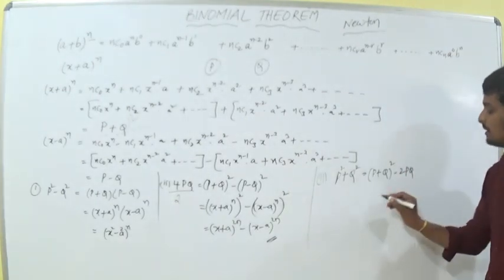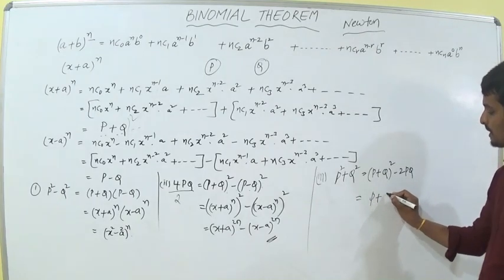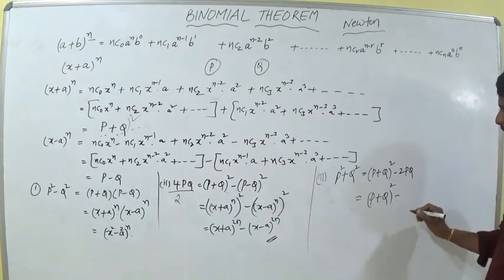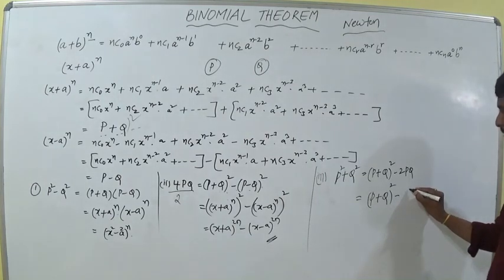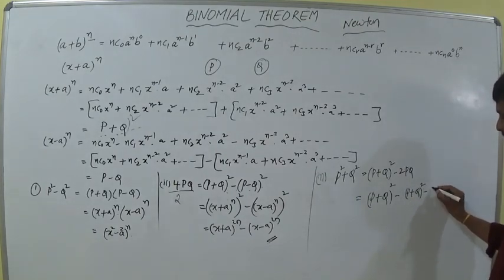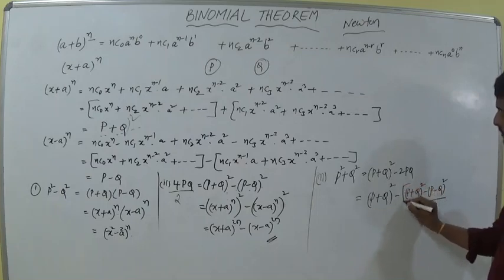So I am writing it in a simple way, that is p plus q whole square minus p plus q whole square minus p minus q whole square by 2.